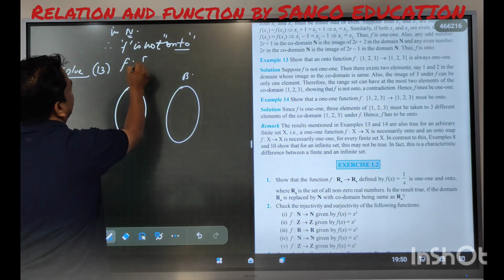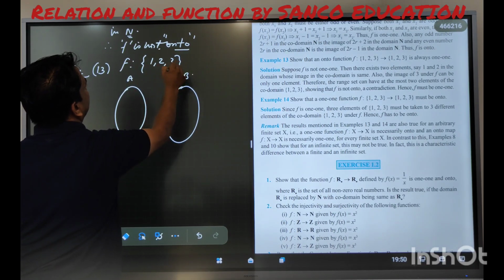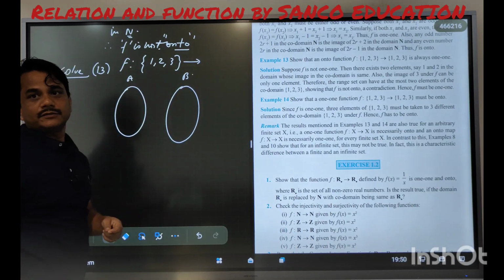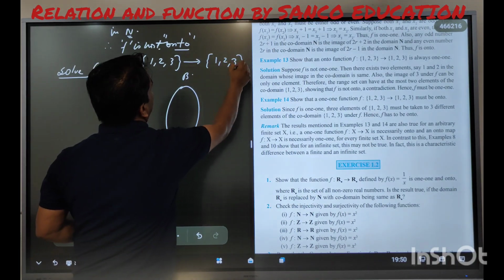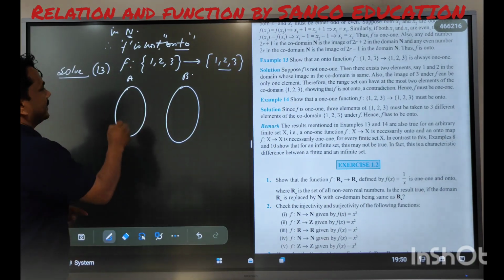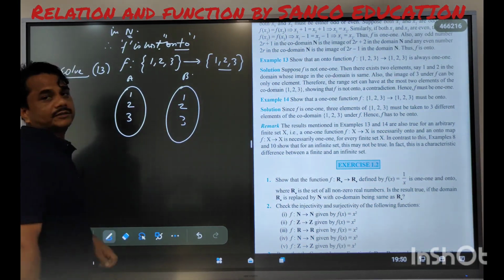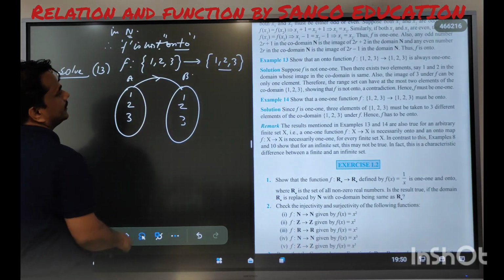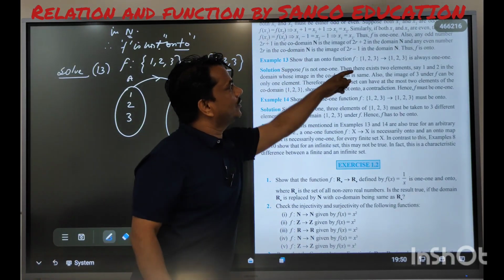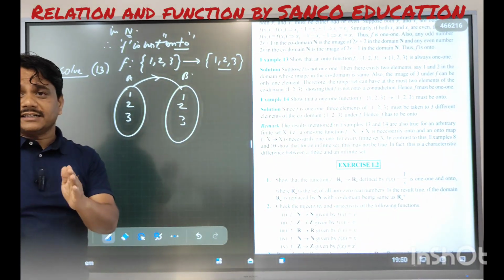Since f is a function from set {1, 2, 3} to {1, 2, 3}. This is set A here, and here also 1, 2, 3. What is the question saying here? Mapping from A to B. Show that an onto function is always 1-1. It is well clear that it is given onto.